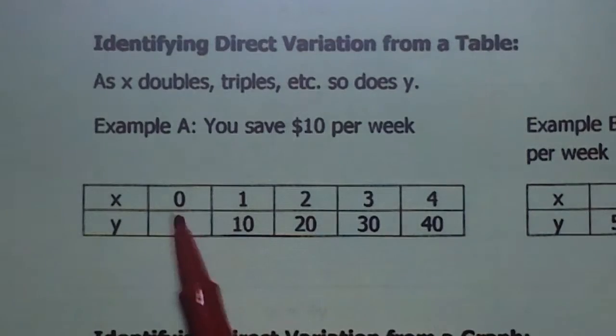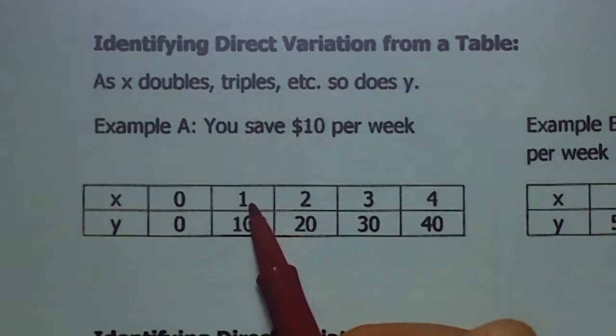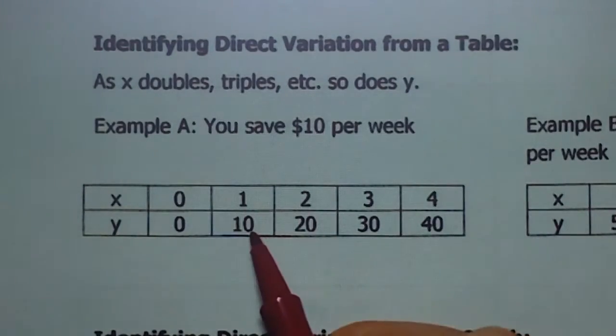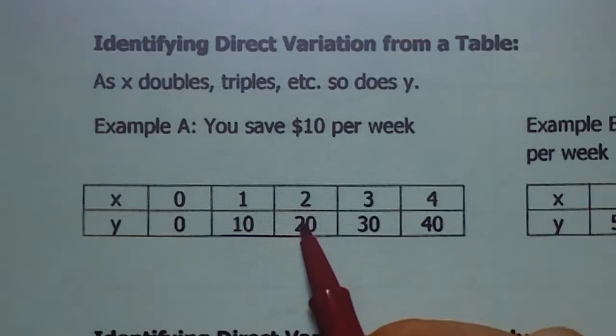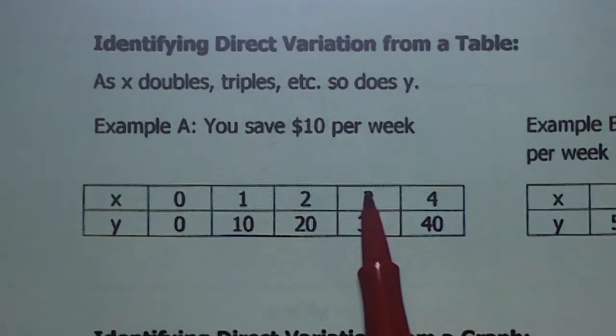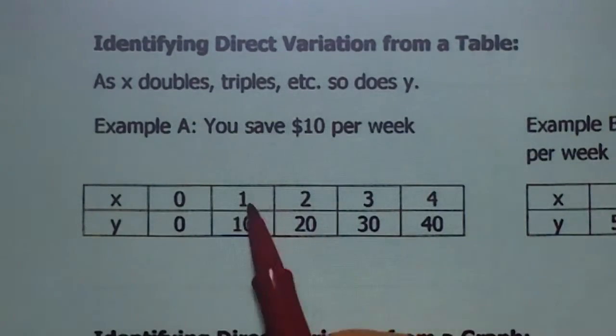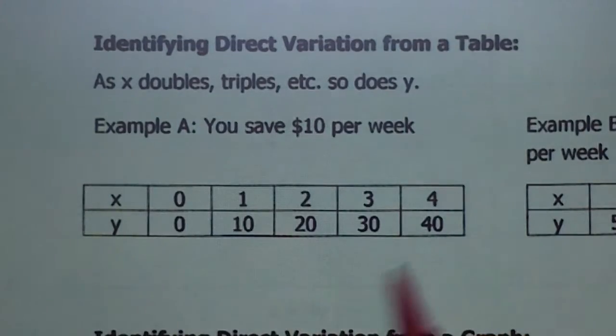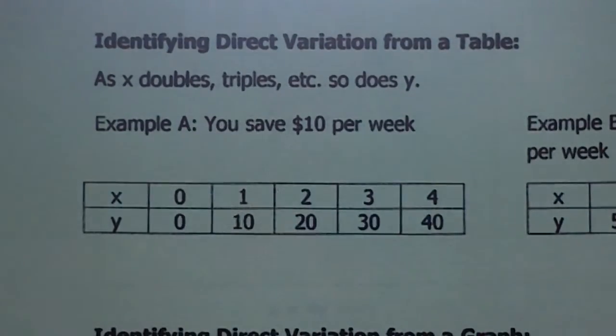Okay, here's x, and don't worry about the 0 for now, because when you multiply 0, it doesn't do anything. But doubling means multiplying by 2. So as I double x times 2, 1 times 2 is 2, right? If I double y, is 10 times 2, 20? Yes. If I triple x, 1 times 3 is 3. Is 10 times 3, 30? Yes. 1 times 4 is 4. Is 10 times 4, 40? Yes. So as x doubles and triples, so does y.